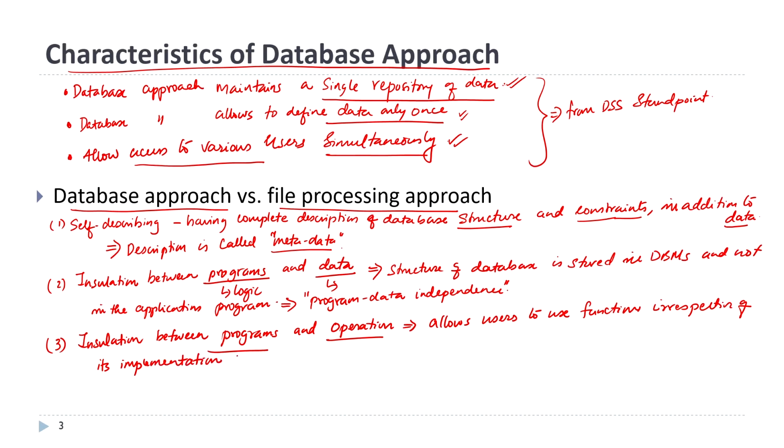Okay. So, it does not matter if you say 5 multiplied by 3, whether it is multiplied in this way or it is 5 plus 5 plus 5, whichever way you have implemented it does not matter. You do not care how the operation is implemented. This is known as program-operation independence. Database allows you to do that.